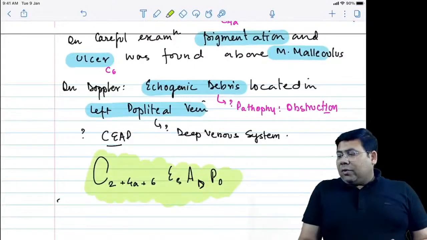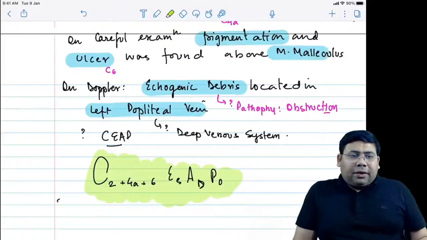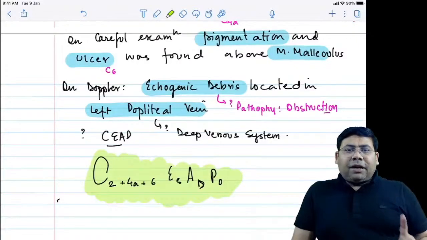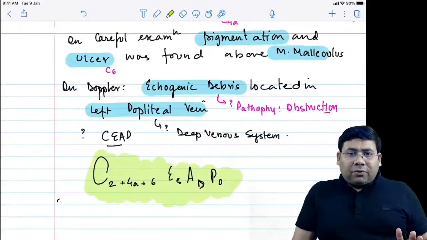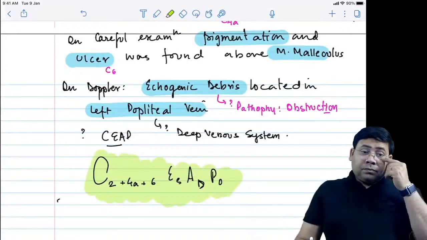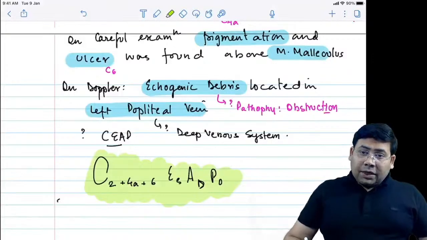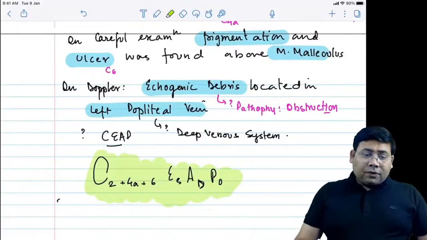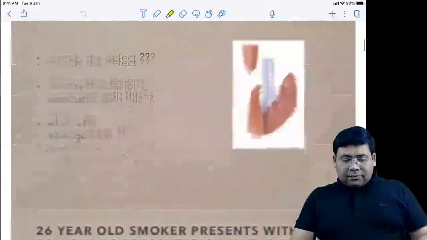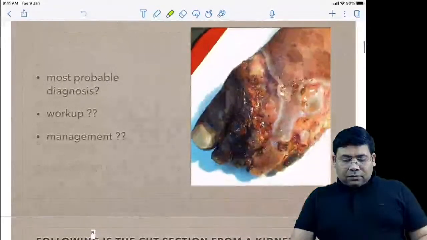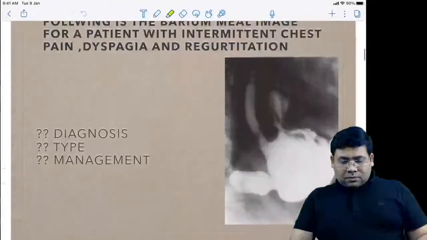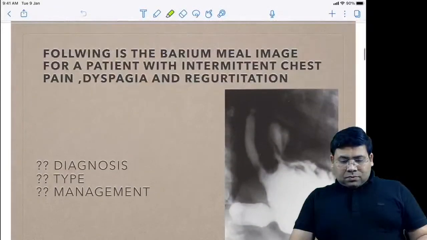Is this clear to everyone or any doubt in this? Tell me. Is it clear to everyone or are you having a doubt? Ask me if you have a doubt. Clear? Clear? Shall I move forward now? Okay. Next is. Okay.